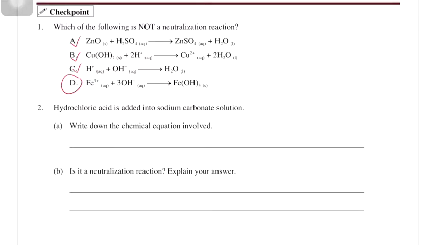Number 2, hydrochloric acid is added into sodium carbonate solution. Write down the chemical equations involved. Okay, so we have hydrochloric acid with sodium carbonate. And the product should be the salt that formed, which would be sodium chloride. And then we have water formed, and then we have carbon dioxide formed. Remember to balance the equation.